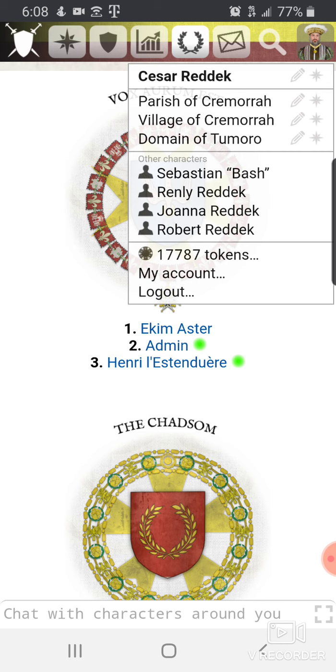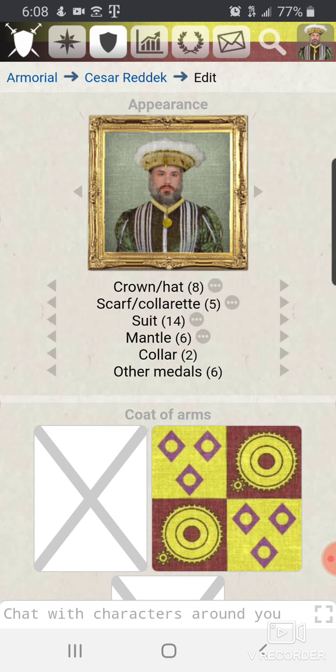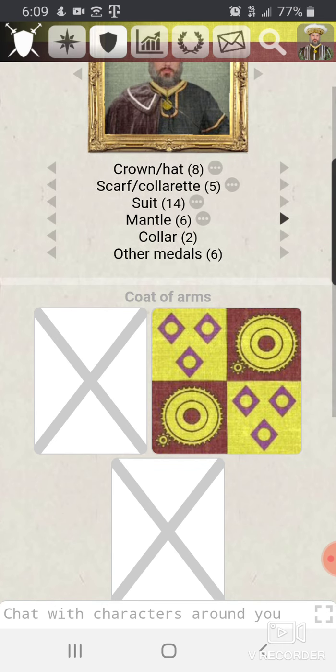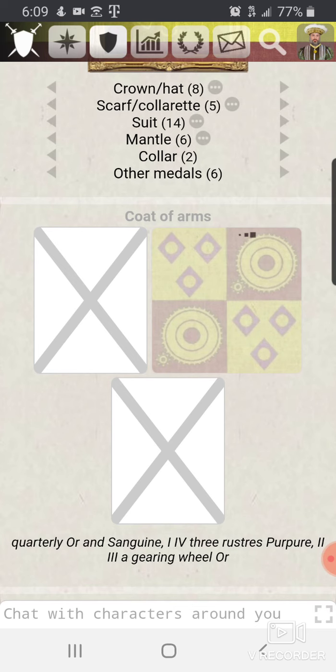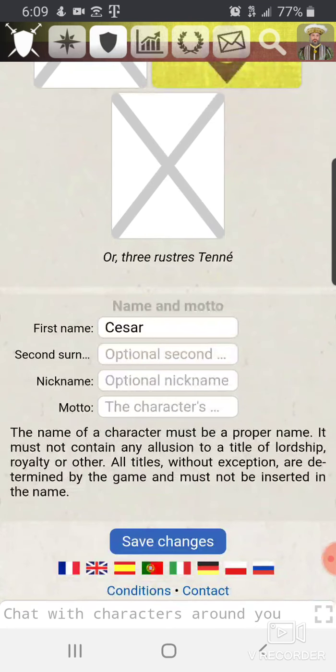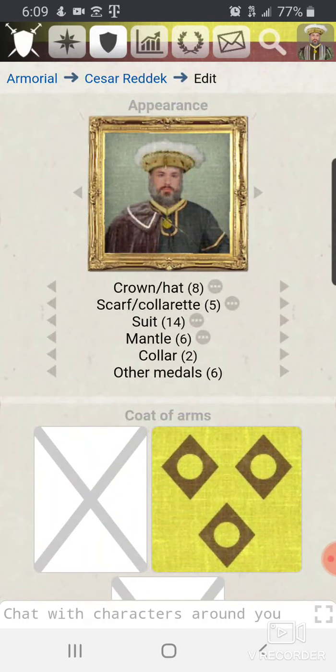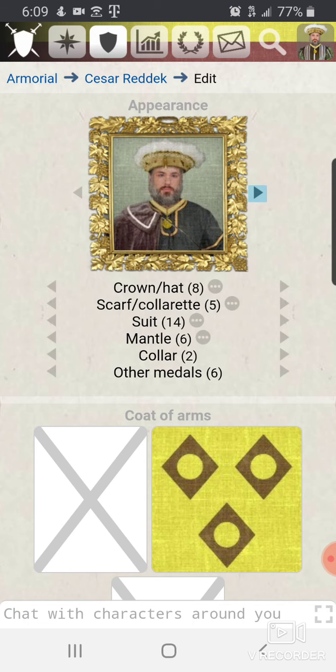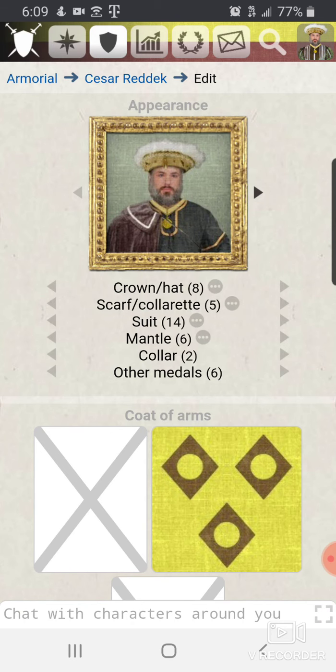Excuse me again. And if I click the edit button here for Caesar, it'll take me to his clothes. And I can change stuff around. Put a mantle on, or change my coat of arms. I can also change my name, but I'm not going to do any of that. And just recently, this was added too. You can change that around, which is cool.